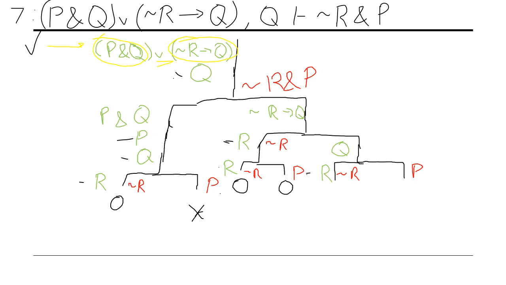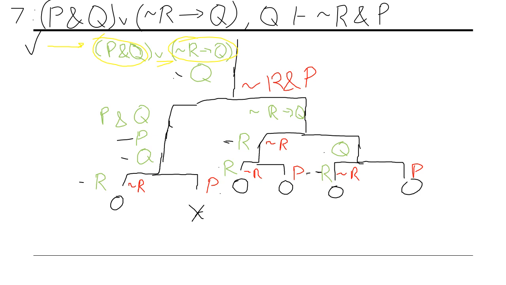Then we need to look at this one. I've got an R on the left, Q on the left, Q on the left. So nothing closes off there. I got a P on the right, Q on the left, Q on the left. So nothing closes off there.